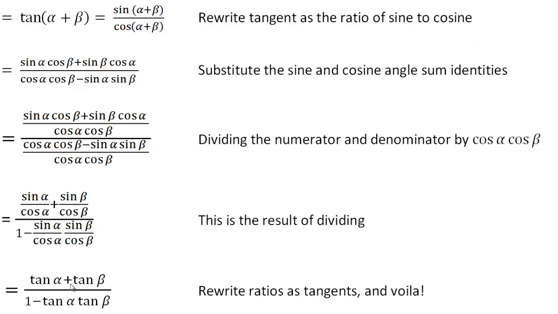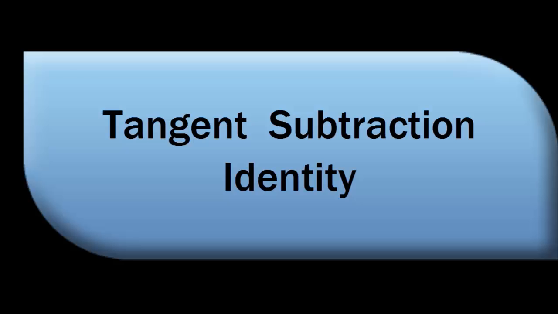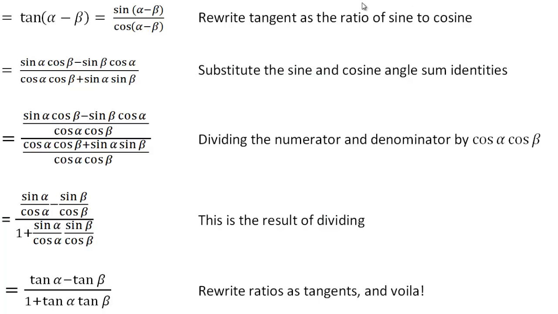Finally, we rewrite the ratios. Everywhere we see a sine alpha over cosine alpha, we put in tangent alpha. Everywhere we see a sine beta over cosine beta, we put tangent beta. And in the end, we have tangent alpha plus tangent beta over 1 minus tangent alpha tangent beta, which is the tangent sum formula.